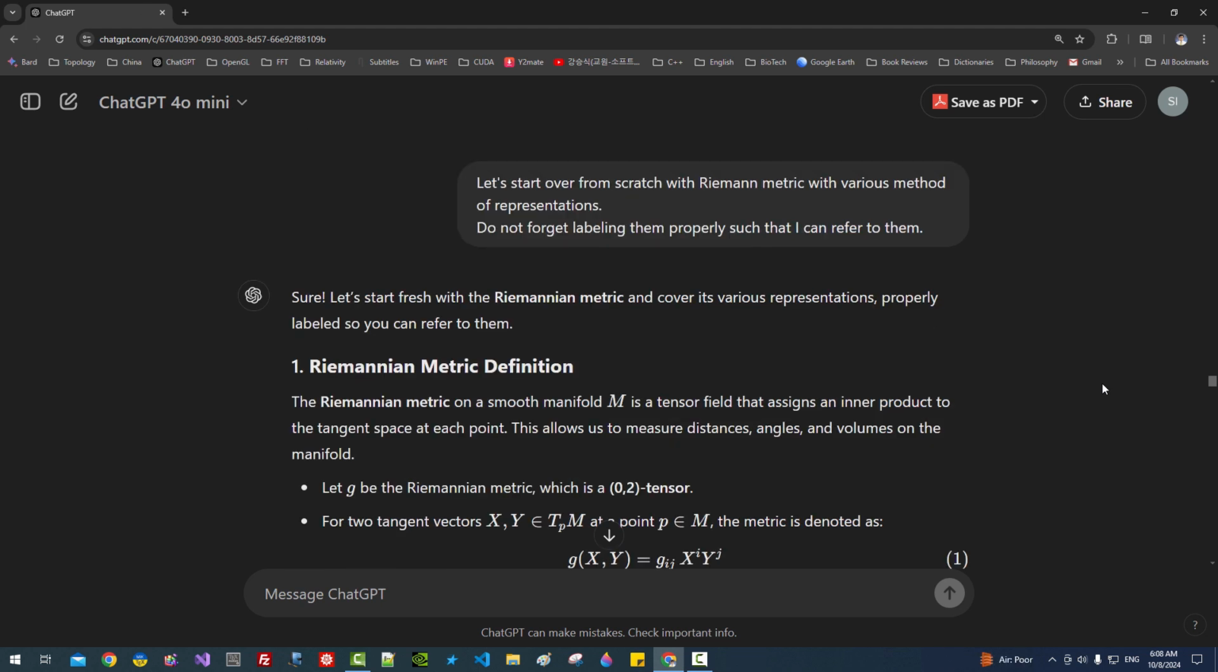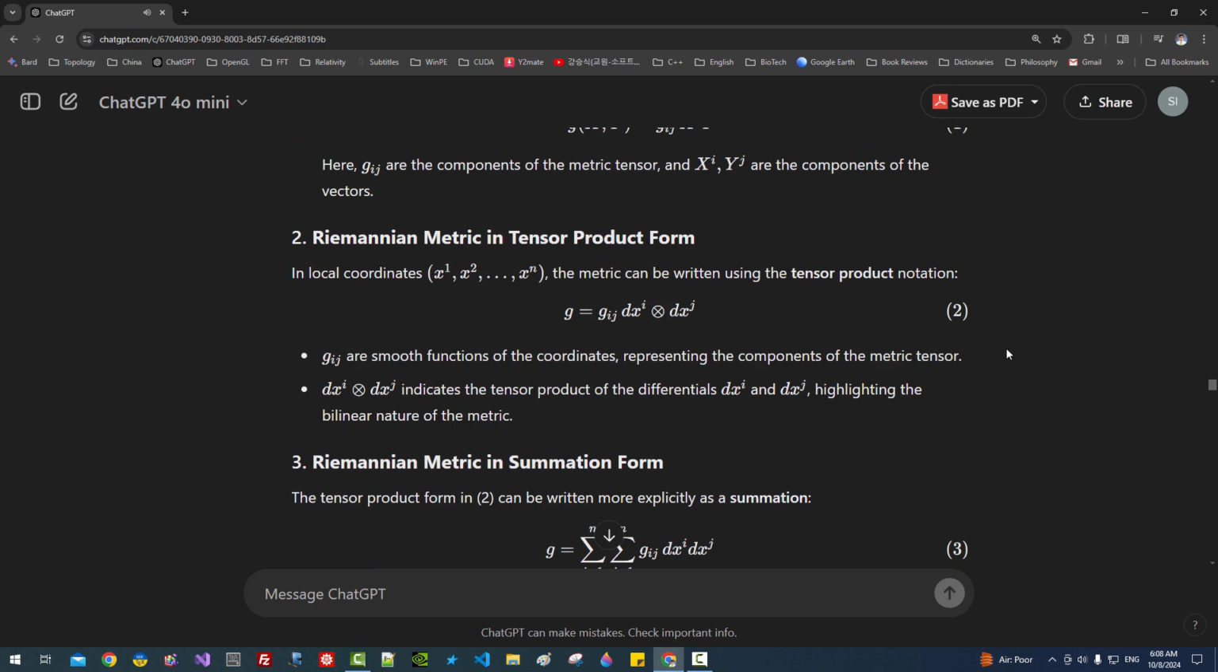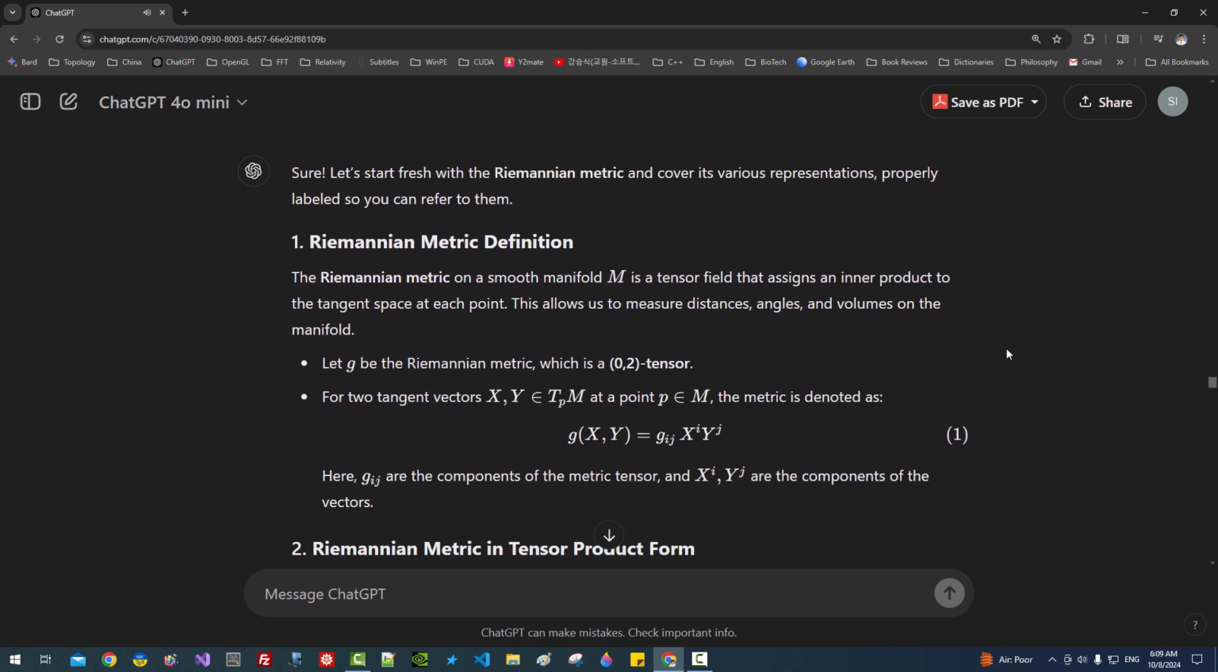Let's start over from scratch with the Riemannian metric with various methods of presentation. Do not forget labeling them properly such that I can refer to them. Sure. Let's start fresh with the Riemannian metric and cover its various representations, properly labeled so you can refer to them.